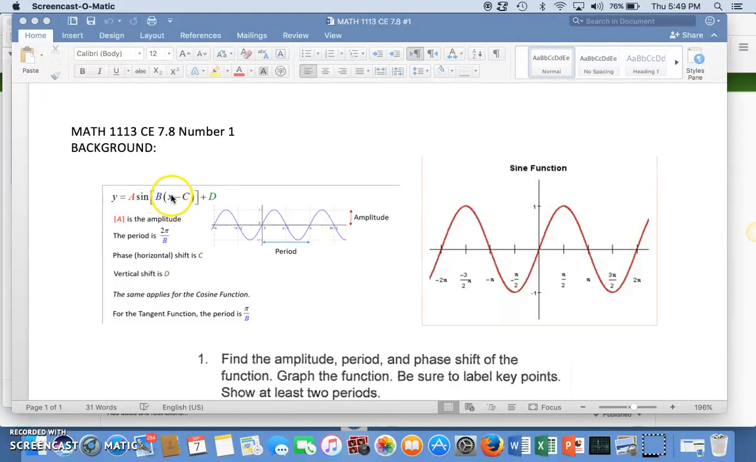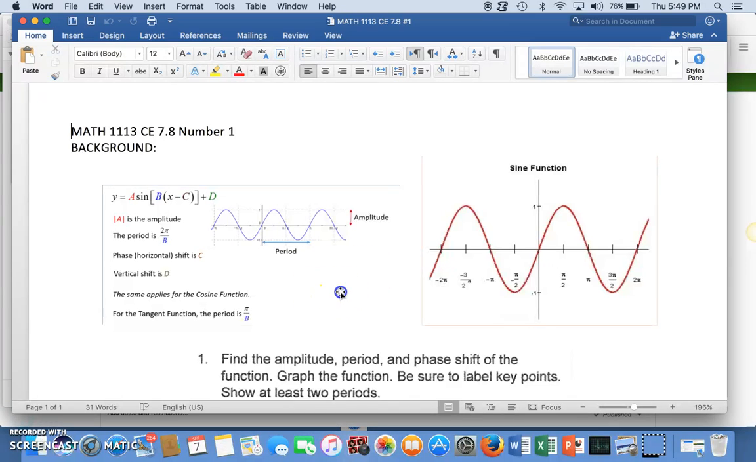Sometimes you will see this B inside and sometimes you see it outside. It's easier to me if it's out. So things are basically the same as far as the graphs are concerned.